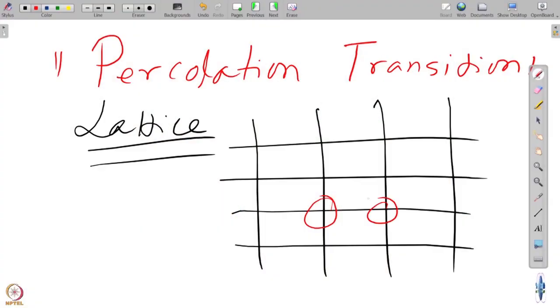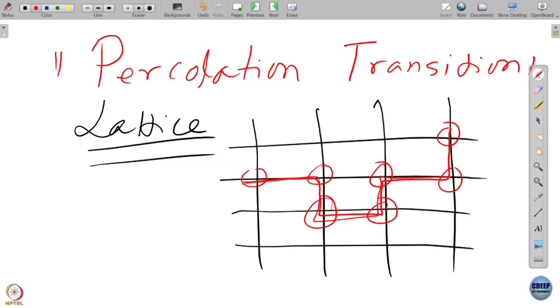This is a very important industrial or practical thing. However, when the conducting one reaches a certain concentration, then suddenly you find the current comes in. The way it happens is that these guys have to form a chain. So it has to form a connected cluster. When this connected cluster is formed, it forms a path and current flows in this path. So this is the percolation transition. Percolation transition is the sudden appearance of a connected cluster.